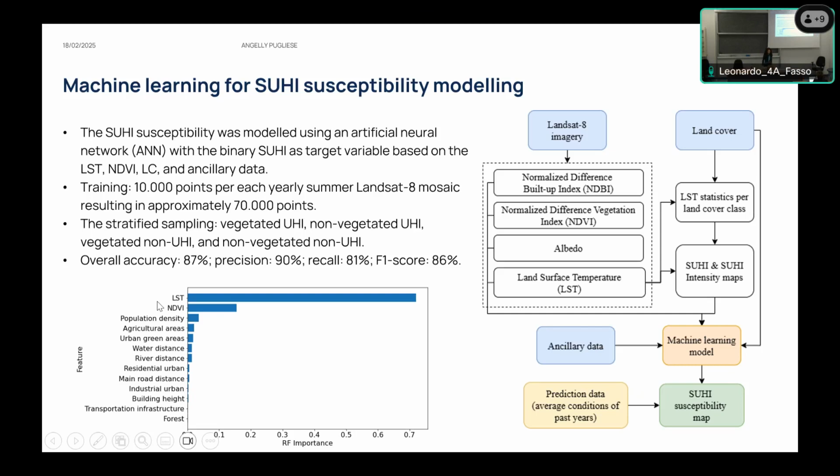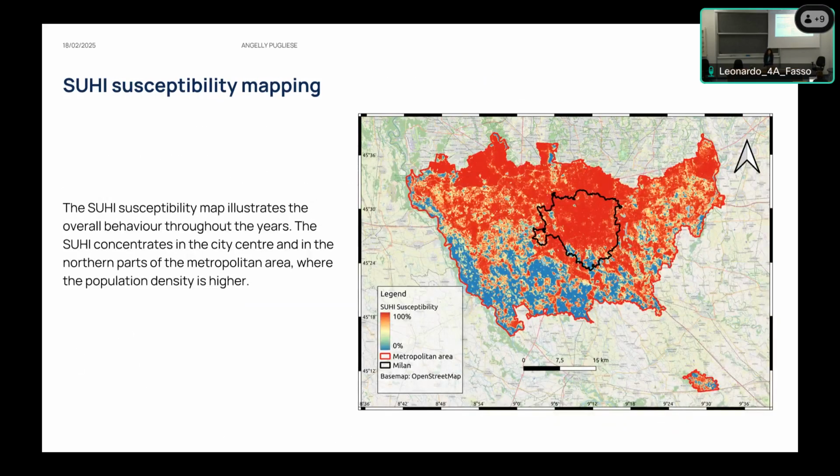The overall accuracy was 87%, and of course, as expected, the most important parameter according to the random forest importance specification was the land surface temperature, afterwards the NDVI, population density, and then agricultural areas and urban green areas of the land cover classes. So this is the result of the surface urban heat island susceptibility.